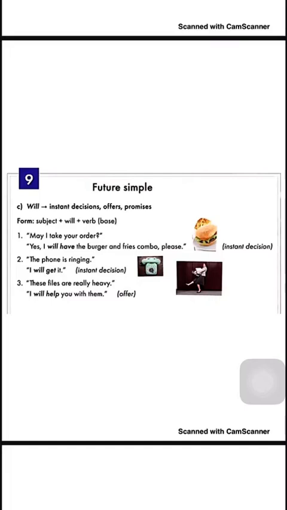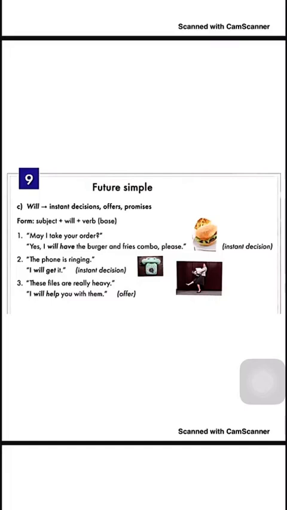Instant decisions, that is decisions that we make suddenly at the time of speaking. Next, offers and promises. We make this form with the subject plus will plus a verb in the first form. At a restaurant, a waiter asks you, "May I take your order?" And you say, "Yes, I will have the burger and fries combo, please." This is an instant decision. You didn't plan 2 weeks ago to eat this food at this restaurant on this day. You just made the decision now.